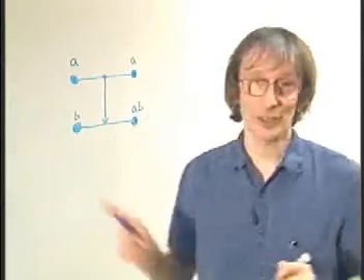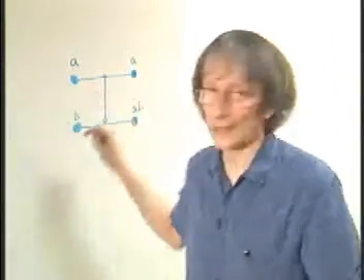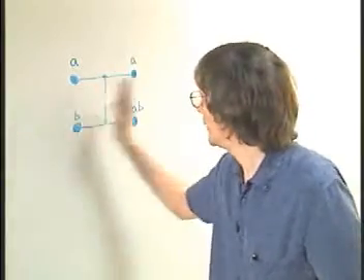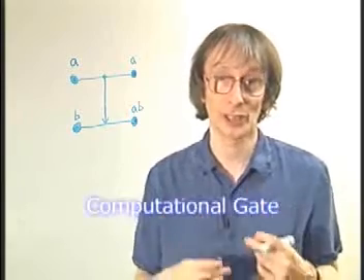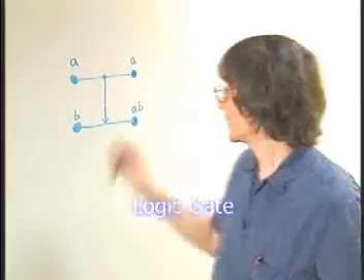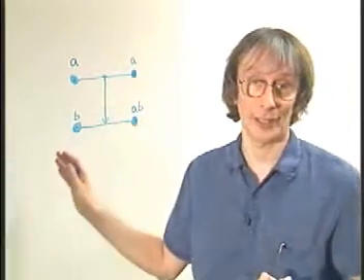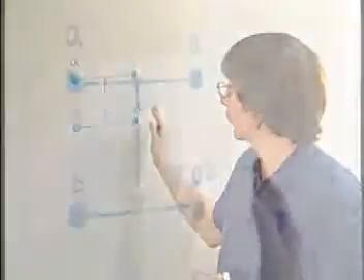A computer like this that performs a simple computation on a fixed number of bits and completes it in a fixed time is called a computational gate, also known as a logic gate. And in this case, it's a reversible logic gate because it's performing a reversible computation, the controlled NOT operation.